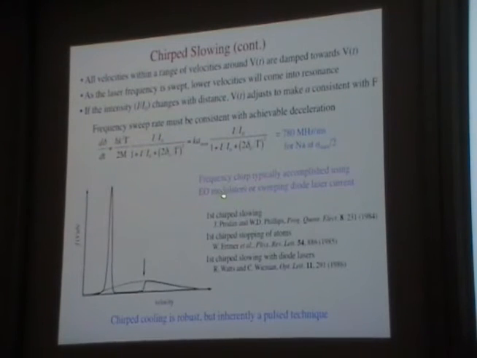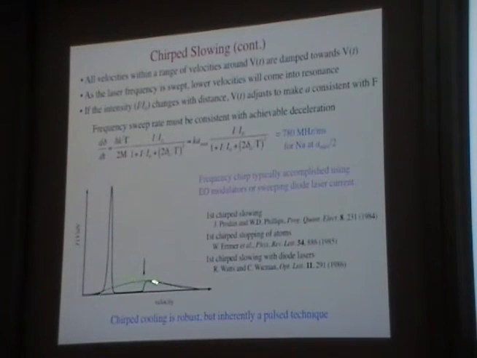This is a relatively fast chirp, and you can still do this using electro-optic modulators, or you can actually sweep diode laser currents. One of the first demonstrations of this was done in Bill Phillips' group by his first postdoc, John Prodan, at the time in 1984. This is, I believe, data from Bill's group.